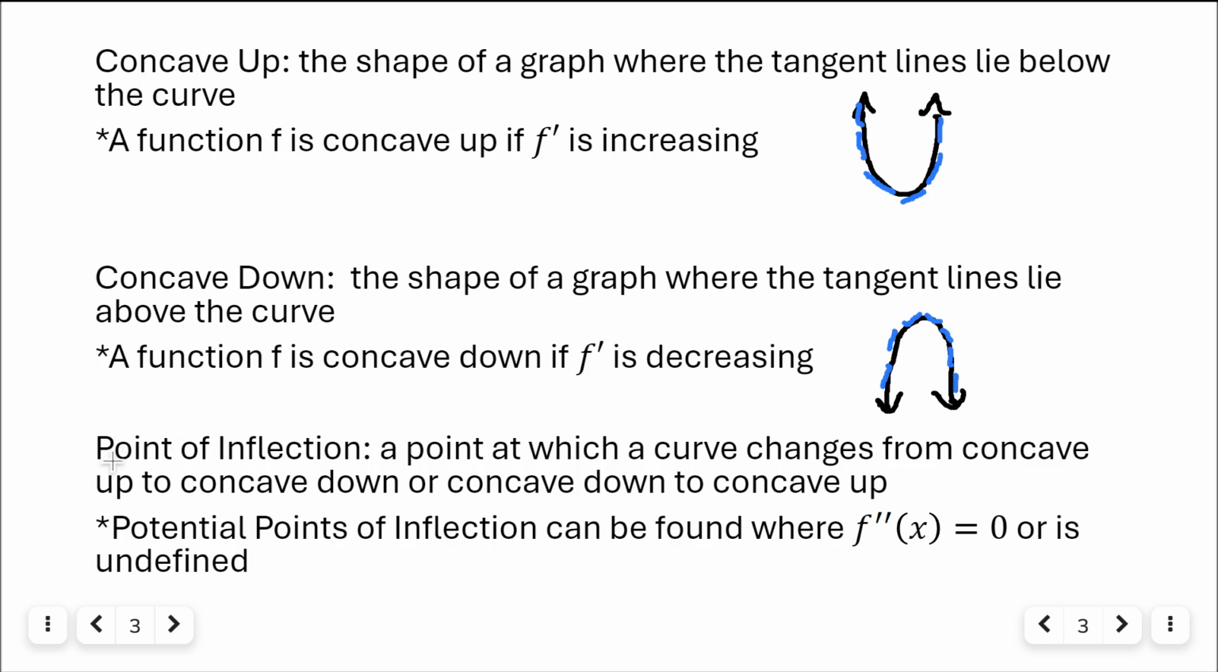Now, again, a PI, or point of inflection, is a point at which the curve changes from concave up to concave down, or concave down to concave up.